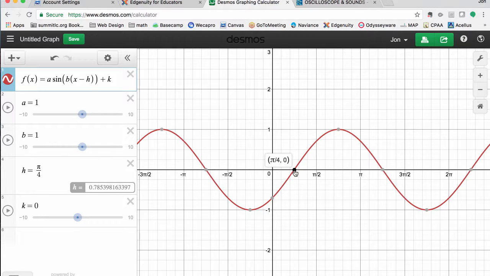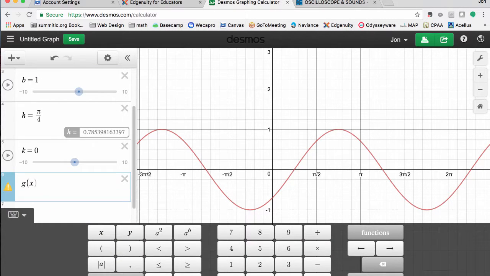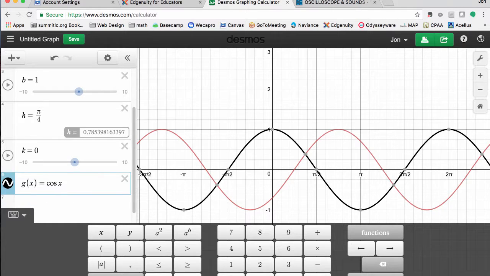So we are starting at a different place. It still has a maximum of 1. It decreases and does all the same stuff, but now it just got moved over a little bit. So it's starting at a different value. And you may have noticed, let's actually do this here. I'm going to graph cosine. So it's g of x equals cosine of x.